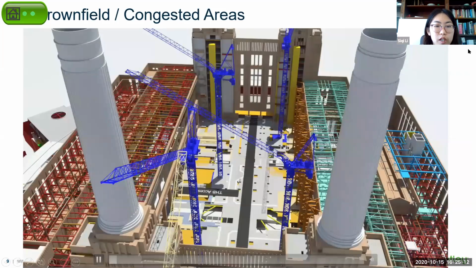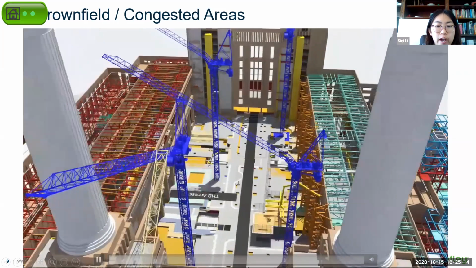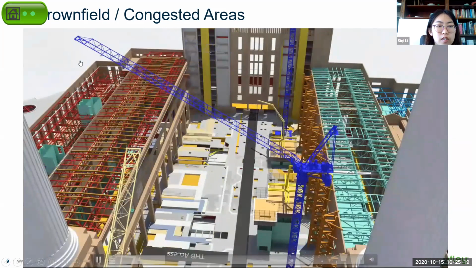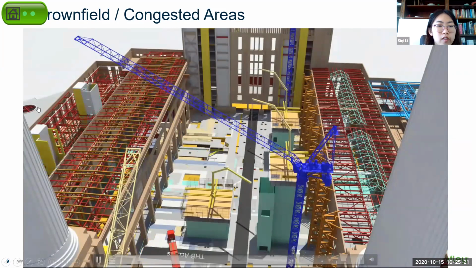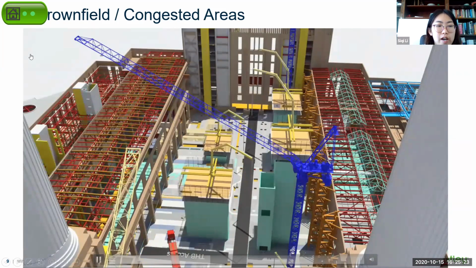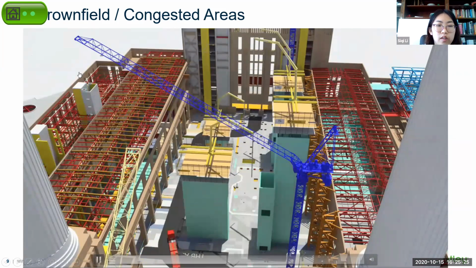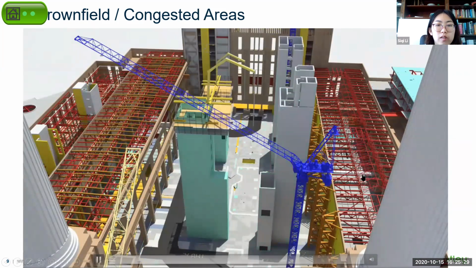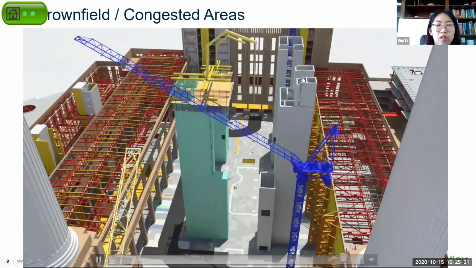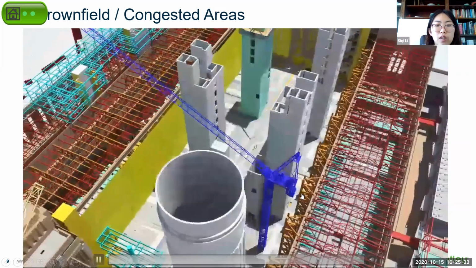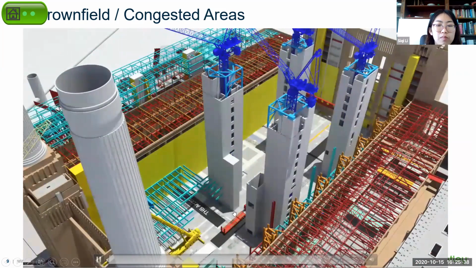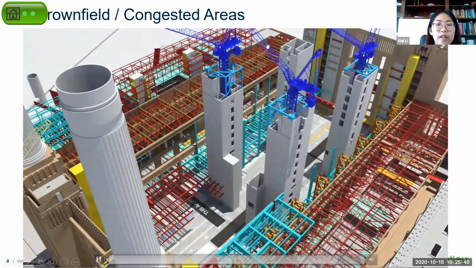This is a use case in London, UK, and this is a very congested job site. You can see the buildings surrounding this project are under construction or existing buildings. So the owner wants a very detailed simulation because they don't want to interrupt other projects. We created a very detailed simulation of not only the buildings, but also the equipment, including the tower cranes.